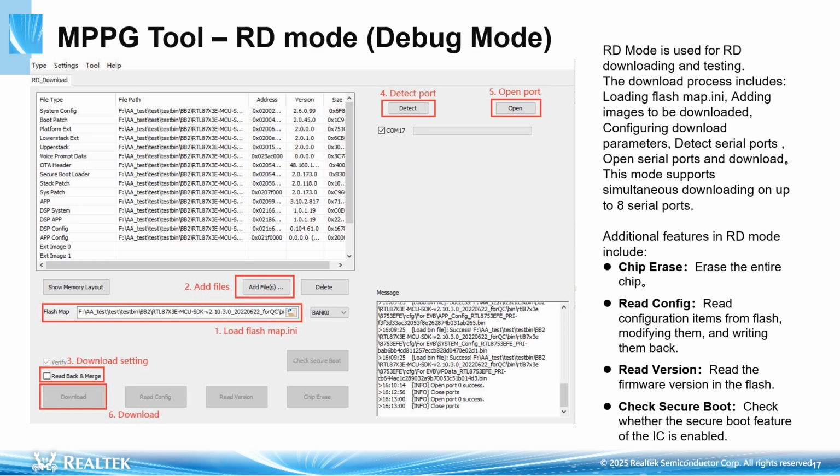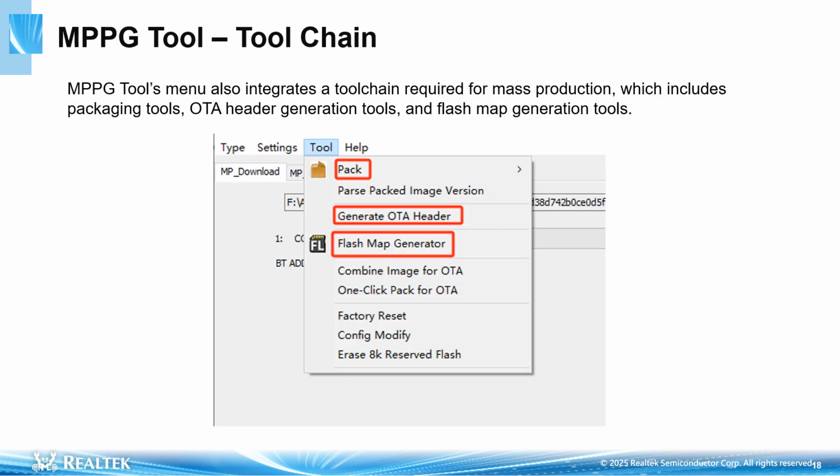Additional features in RD mode include erasing the entire chip, reading configuration items from flash, modifying them and writing them back, reading the previously downloaded firmware version, and checking whether the secure boot feature of the IC is enabled. MPPG Tools menu also integrates the toolchain required for mass production, which includes packaging tools, OTA header generation tools, and flash map generation tools.